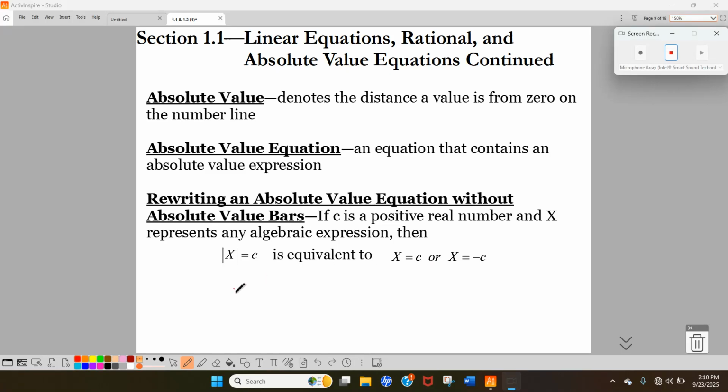So if the absolute value of x is equal to 3, that means x could have been 3 or x could have been negative 3, because on a number line, 3 and negative 3 are both 3 units away from 0.